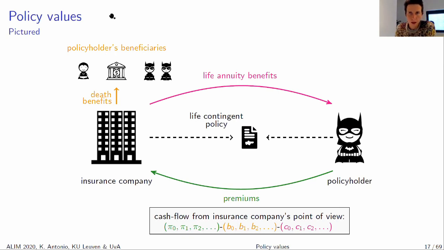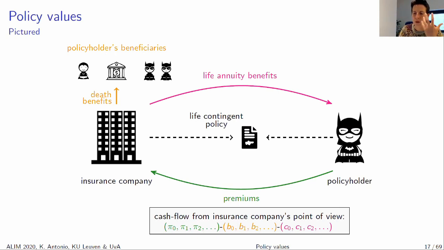Okay, welcome back. I suggest that we get started again. And we're going to continue with a discussion of policy values in the context of a multi-state model. So I start again with my picture here of the different cash flows that we want to take into consideration. And do note that the cash flows, which I denote here in discrete time at the bottom of my picture, start from time zero on.